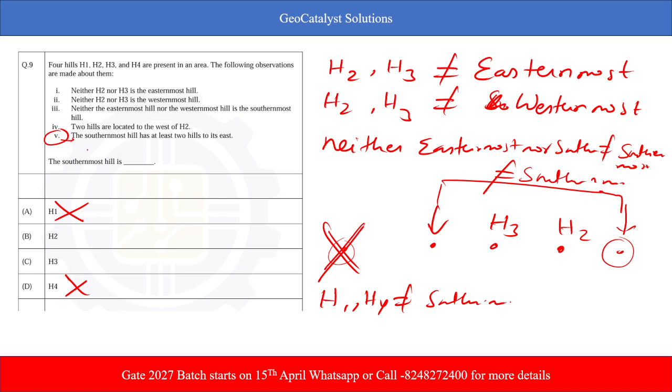Now this statement, the southernmost hill has at least two hills to the east. So if you take H2, there are no two hills to the east. So only H3, if it is southernmost, then only it will have two hills, that is H2, and it can be H1 or H4. So our answer will be H3. So C is the correct answer.